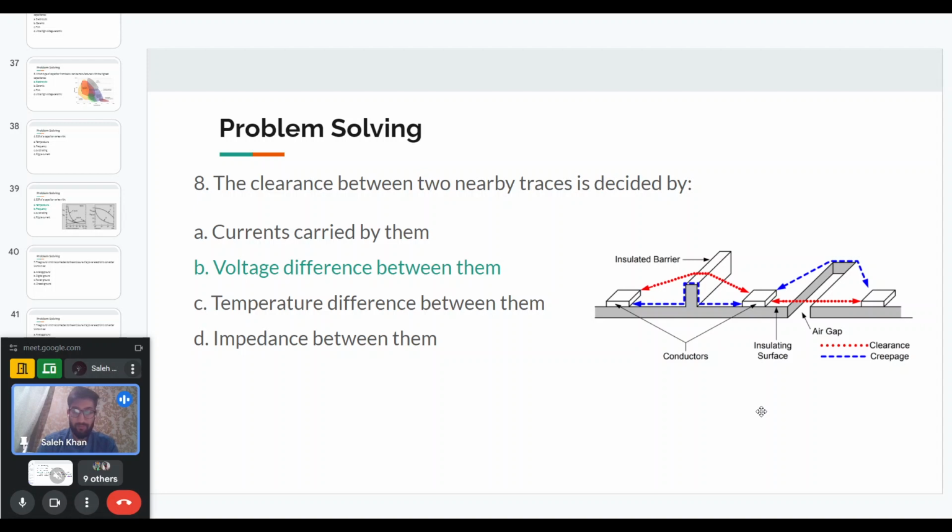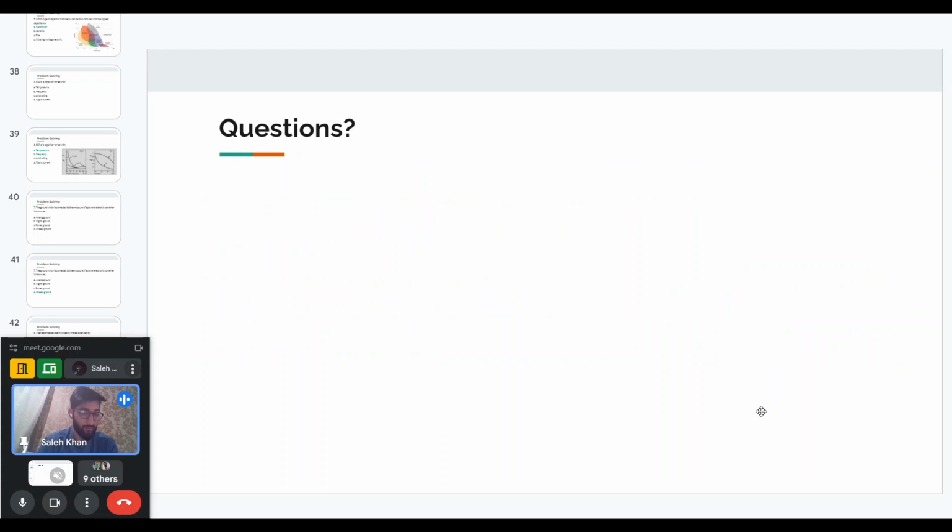So I hope that was understood. And so these were all the problems that we had for this topic. And so this was the last session.